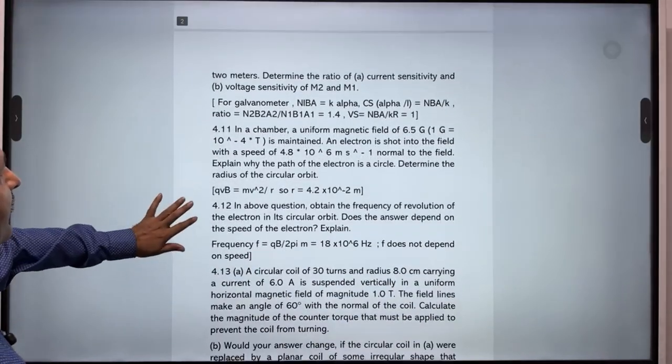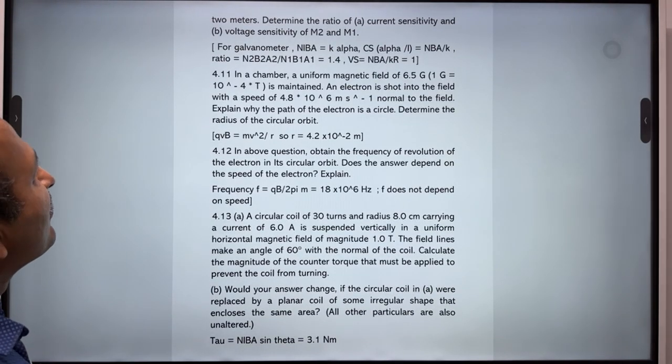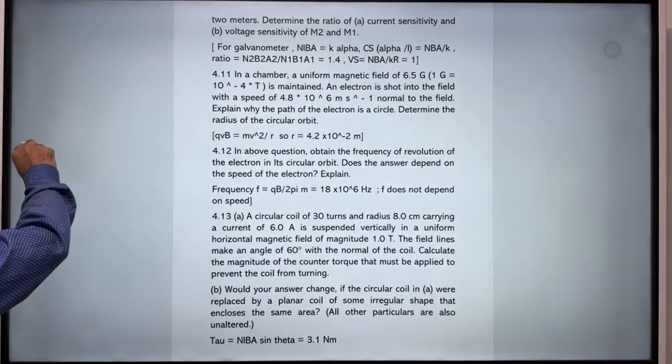Now there is another question. Another question says, in a chamber, a uniform magnetic field of 6.5 Gauss, where 1 Gauss equals 10 power minus 4 Tesla, is maintained. An electron is shot into the field with a speed of 4.8 into 10 power 6 meter per second, normal to the field. Explain why the path of the electron is a circle. Determine the radius of the circular path.